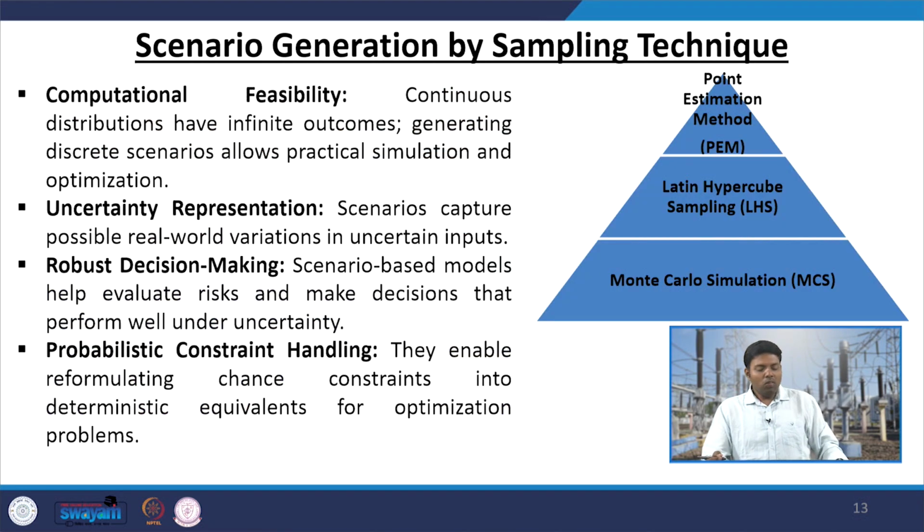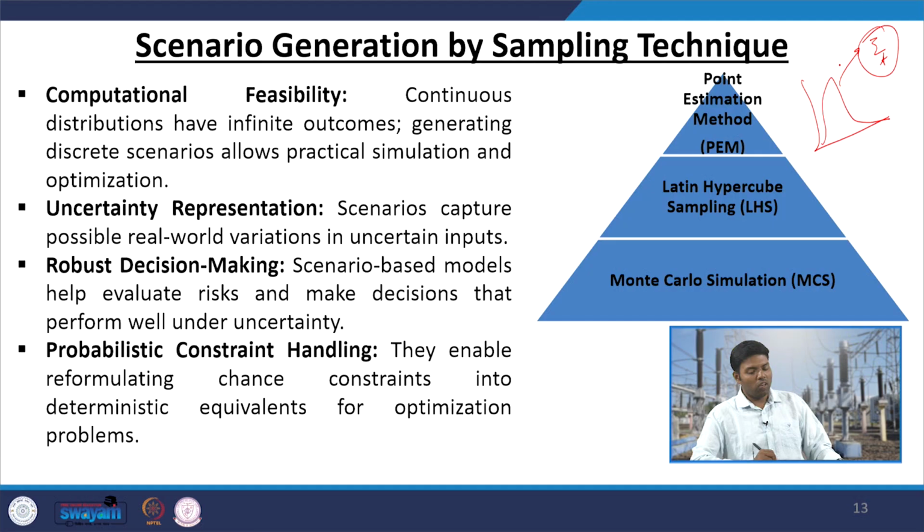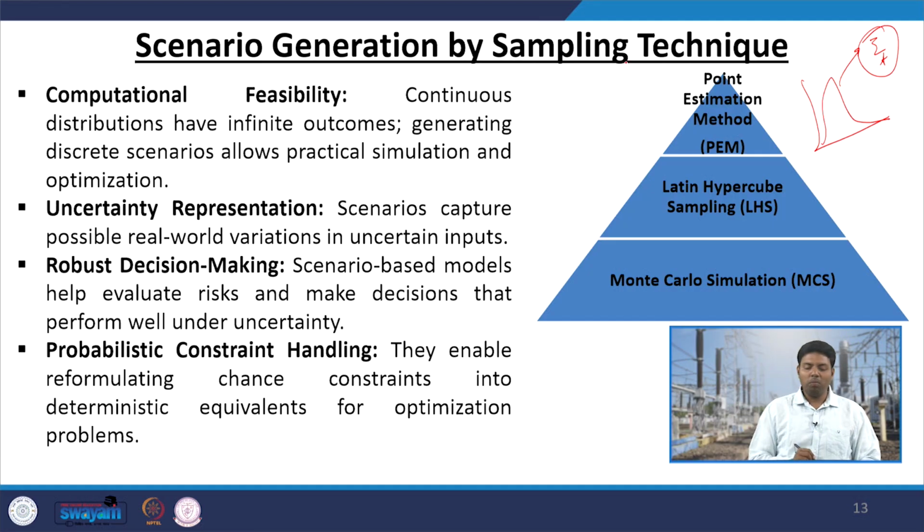Okay. Now, you have a continuous probability distribution function for each and every uncertain parameter, but you cannot fit that continuous function to your discrete optimization portfolio. So, what will you do? You have to generate samples out of it. So, scenario generation by sampling technique is the next process for the probabilistic OPF design.